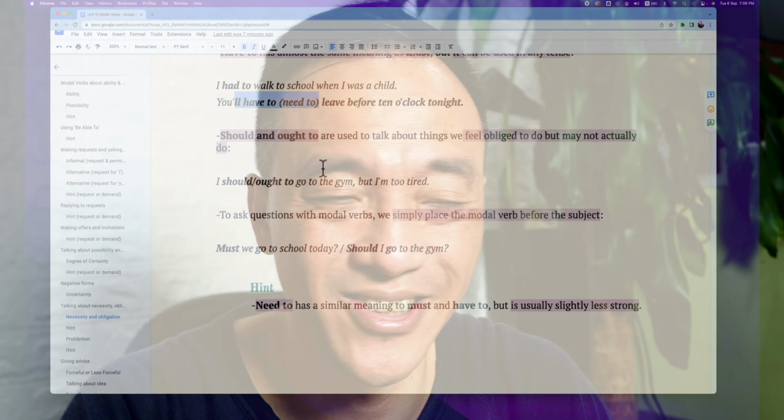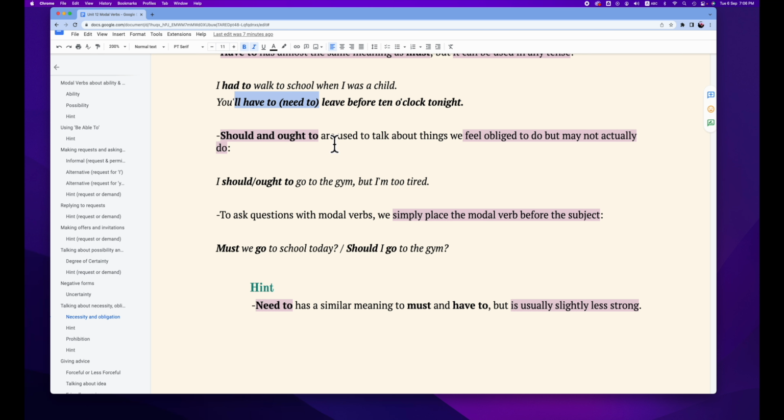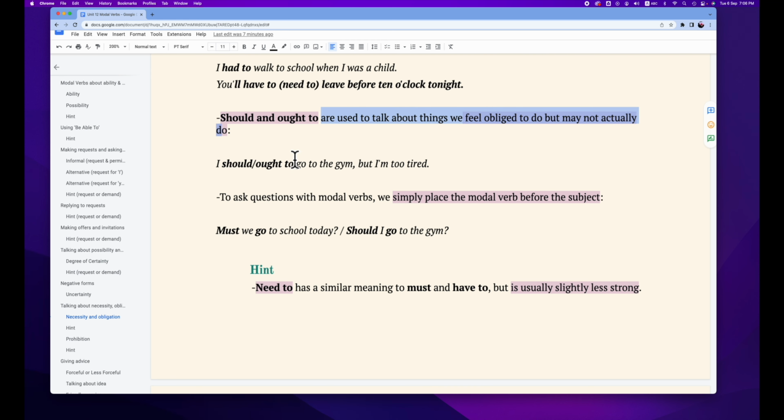Then how about should and ought to? What do these two modal verbs function as? Let's take a look. Should and ought to are used to talk about things we feel obliged to do, but may not actually do. I should or I ought to go to the gym, but I am too tired.